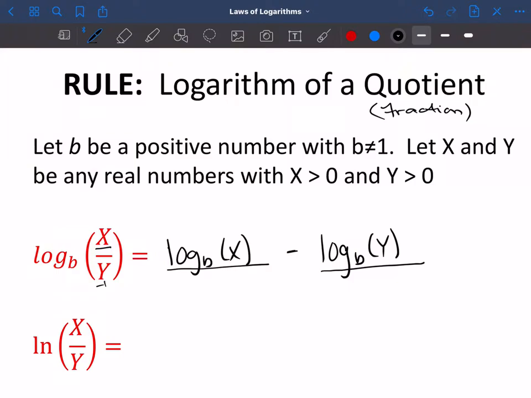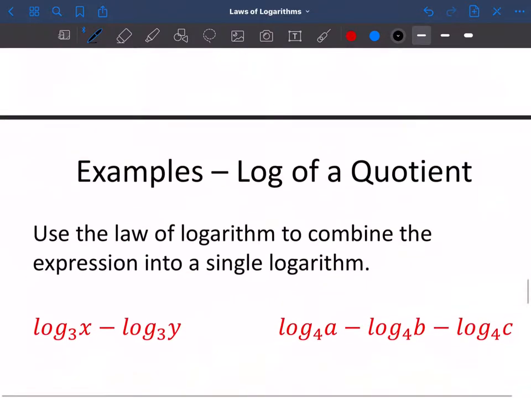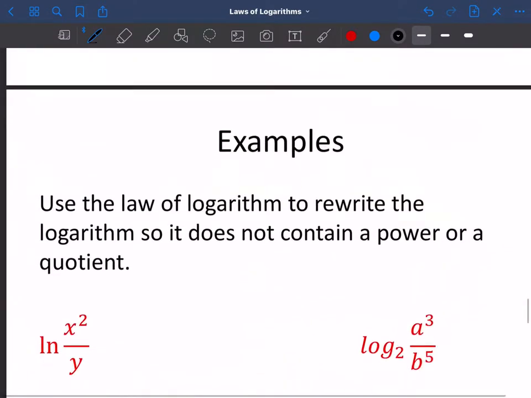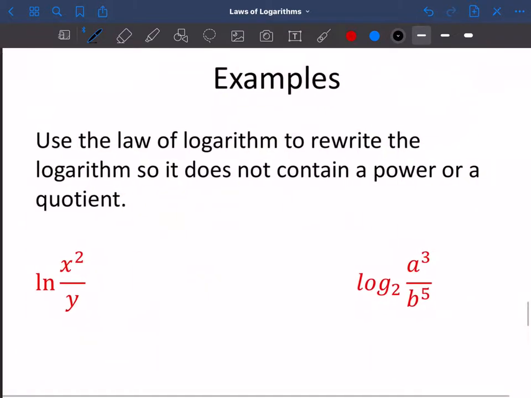Looking at the natural log, same thing. We have the natural log of x minus the natural log of y. Whatever's in the denominator, that's going to be the one that is negative. So let's take a look at a couple examples. Actually, I'm going to skip over that first, and let's take a look at this one first.